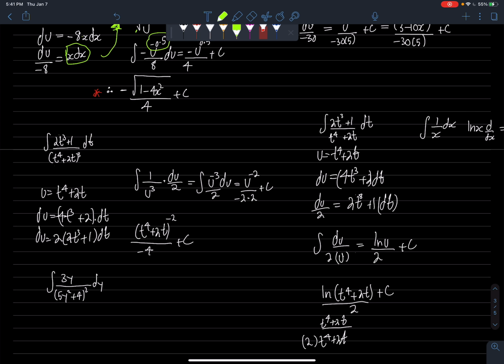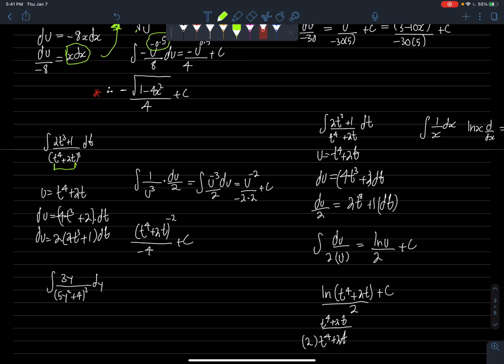Now, in this one, you have 2t cubed plus 1 over bracket t to the 4 plus 2t close bracket cubed dt, right? You need to integrate that. So the first thing you should be thinking, it should automatically come to your head that this is going to be my substitution. Why? Because it is a function of a function, right?